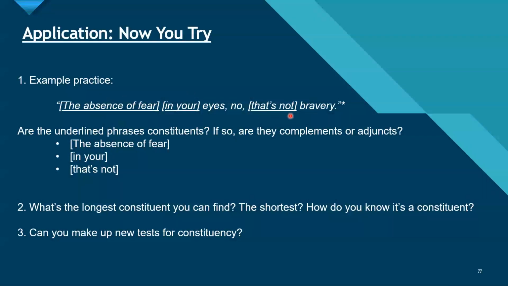You try it. We have this example sentence from one of my favorite songs. Take these underlined phrases that I've bracketed. First of all, go through these tests and tell me if they're constituents or not. If they are, what type of constituents are they? Do we absolutely need them, or do we not? And here are some extra bonus questions. What's the longest constituent you can think of? How about the shortest? And how do you know?